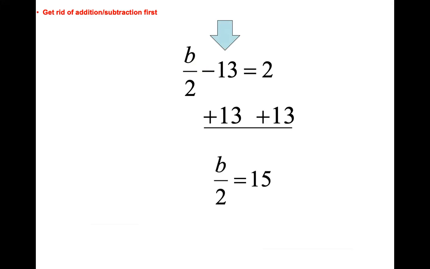2 plus 13? 15. How is 2 attached to B? Division. Right? How do we get rid of division? Multiplication. What are we going to multiply both sides by? 2. Both sides. 2 divided by 2 cancels, and we're left with B is equal to 30, and we're done. That's easy.